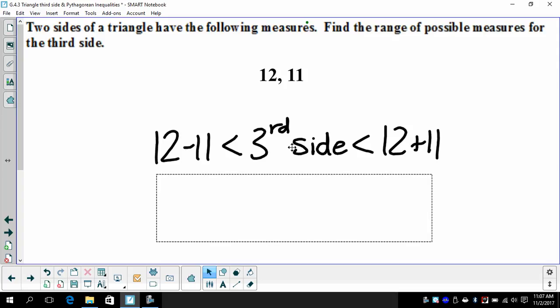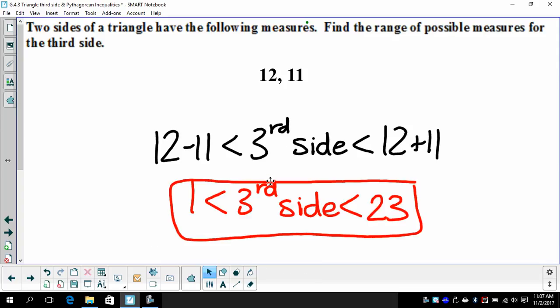So again, I'm going to subtract them and then add them. When I subtract, I get 1. When I add, I get 23. So that means our third side needs to be bigger than 1 and smaller than 23. And again, that's a range. We're finding a range. There's a whole bunch of possible third side lengths. And so that range is from 1 to 23. Bigger than 1, smaller than 23.